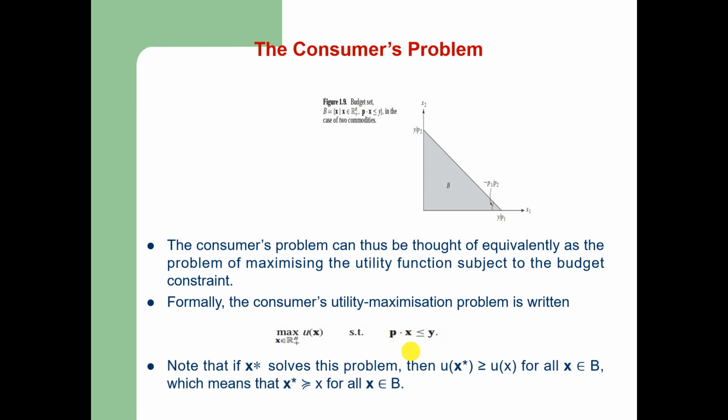So we may note that if the most preferred bundle X star solves this problem, then the utility of the consumption bundle X star is greater than or equal to the utility of any other X for all X in a feasible set, which means that the commodity bundle or the consumption bundle X star is at least as good as X for all X in feasible set B.